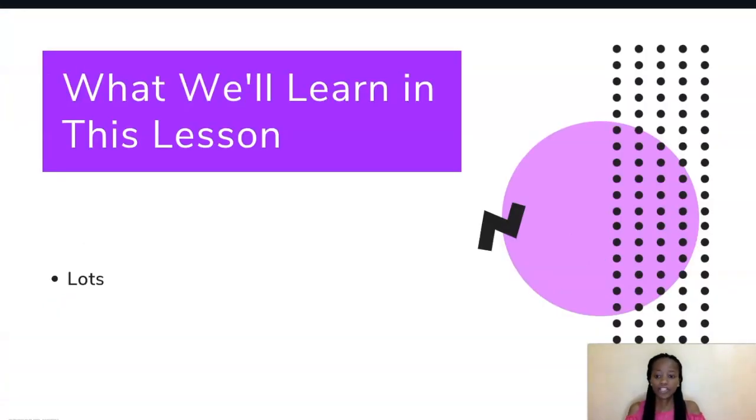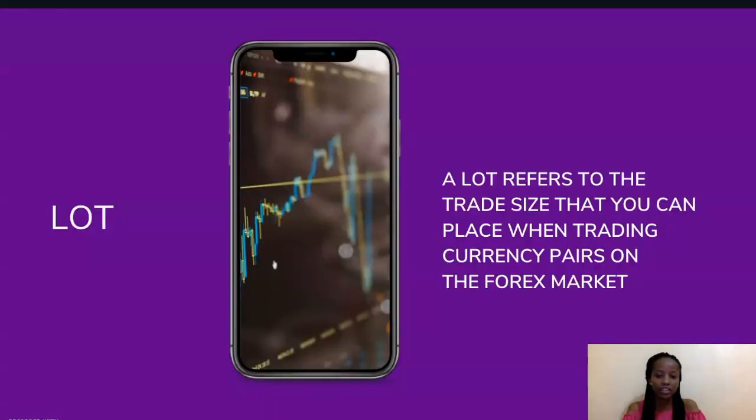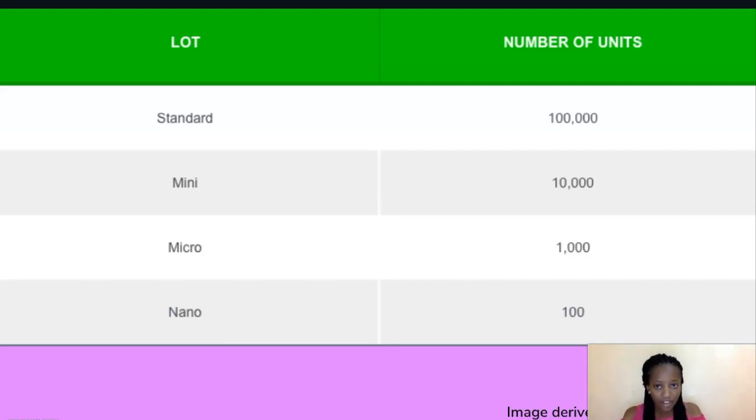Like I said, today we'll be learning about lots and pip calculations. As we talked about in lesson 2, a lot refers to the trade size that you can place when trading currency pairs in the Forex market. Trade sizes vary, and we have the standard lot, which is 100,000 units. So it can be 100,000 euros, 100,000 US dollars, 100,000 Kenyan shillings. It's basically 100,000 of your currency units. Then we have the mini lot, which is 10,000 units, the micro lot, which is 1,000 units, and the nano lot, which is 100 units.